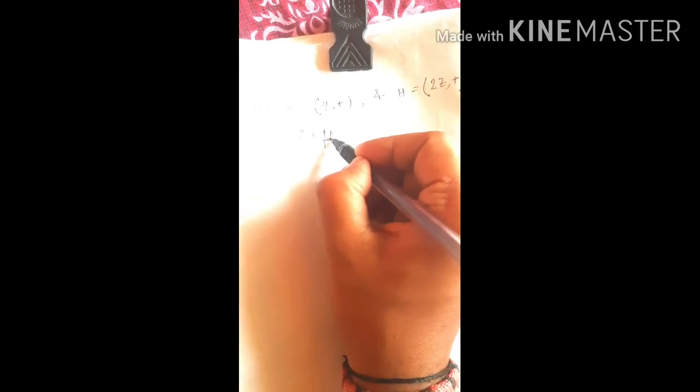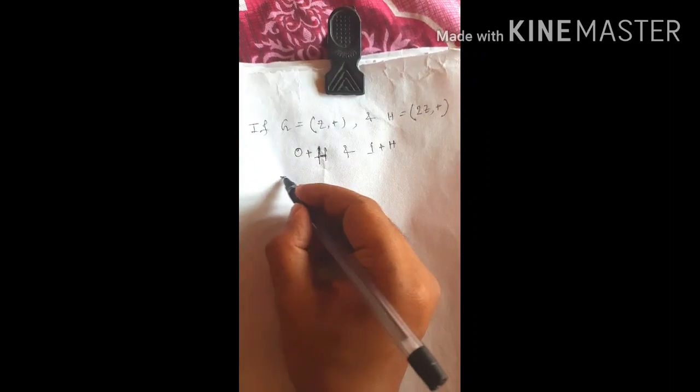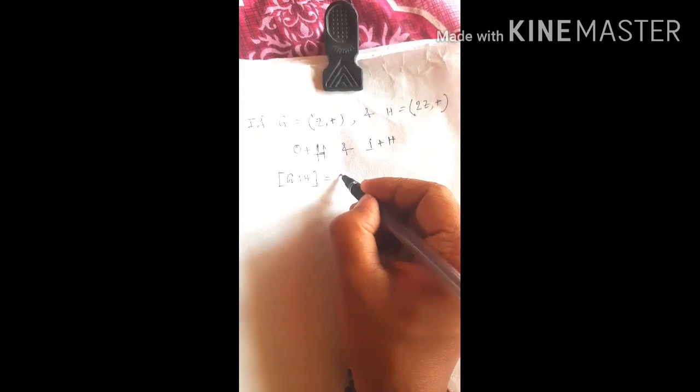If G equals Z, plus, and H equals 2Z, plus, then the distinct left cosets will be 0 plus H, and the second will be 1 plus H. So here we can say that [G:H] will be 2. Here are two distinct left cosets.